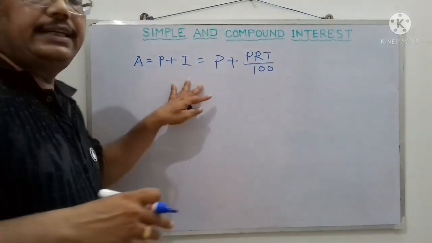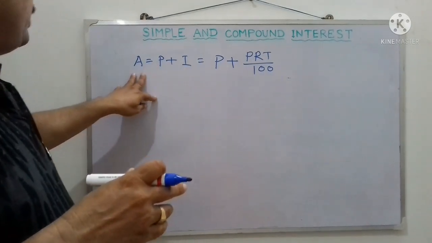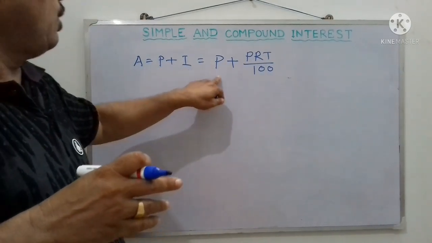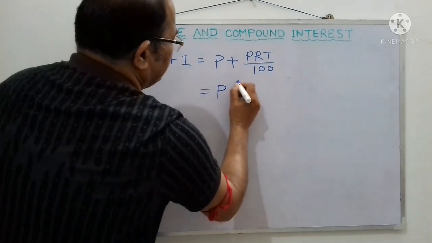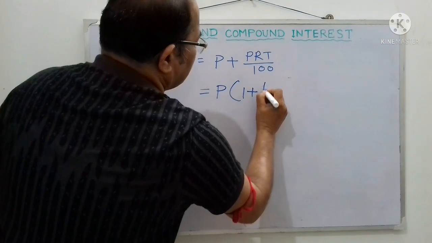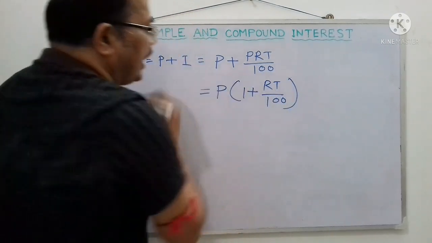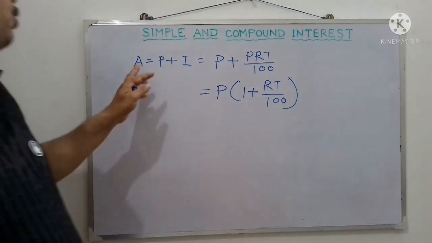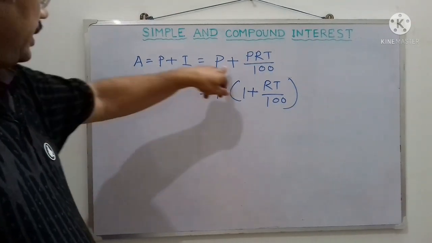But here interest is withdrawn at the end of the year. So A equals P plus I, or P plus PRT by 100. If you take P as common, then we will get P into 1 plus RT by 100. That is the direct formula we can use to find out the interest and amount.